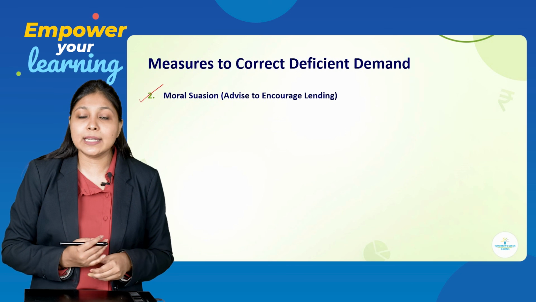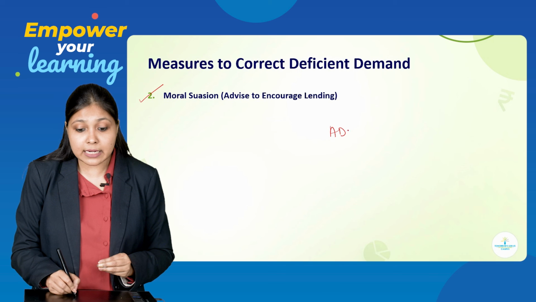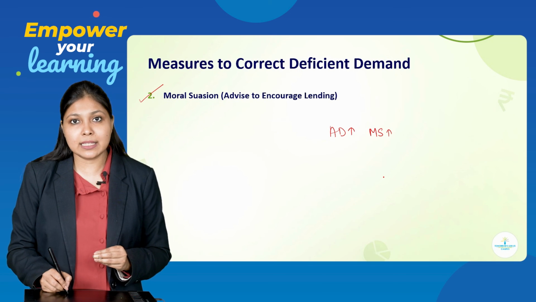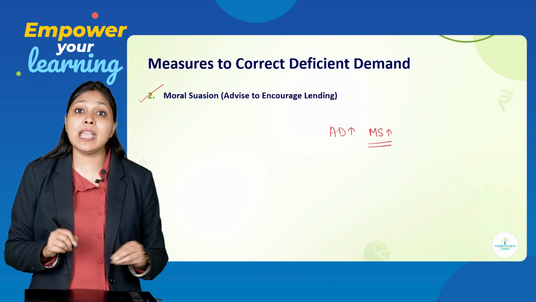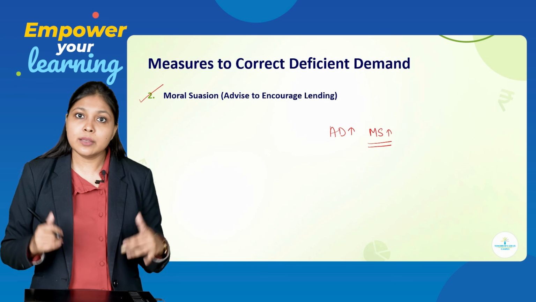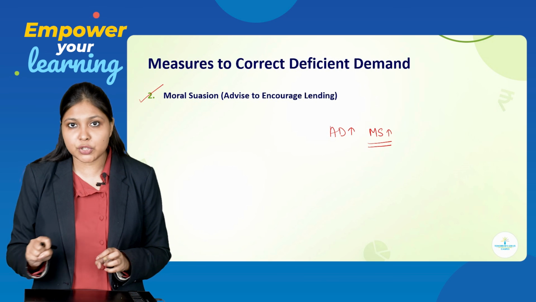That will encourage people more to borrow money or to take more money. Moral suasion, advice to encourage lending. Now see, here we want to increase our AD. AD can only be increased when money supply increases. To increase money supply, RBI says whoever wants a loan, you can give a loan. Provide loans will be the message given to all the commercial banks.